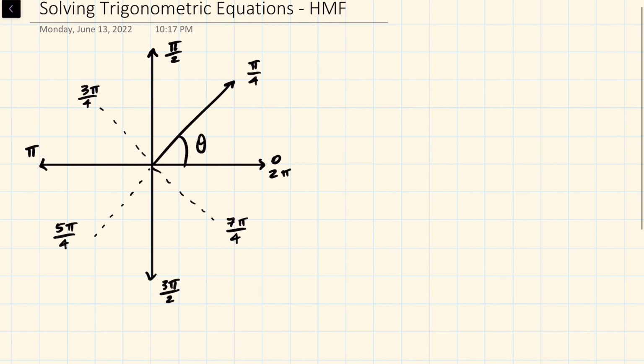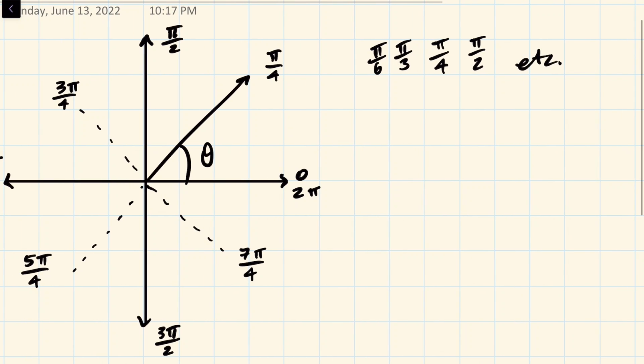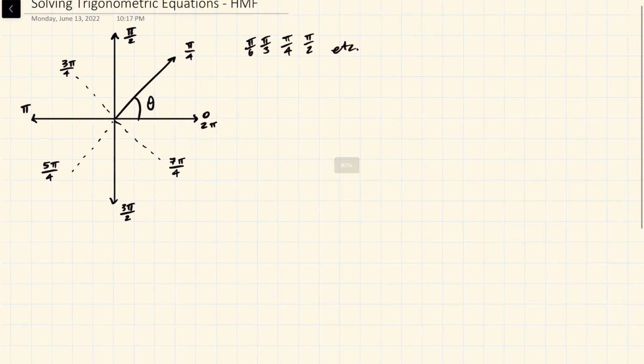So most of your special angles are in here. There is pi over 6, which is a special angle too, which means you'll be able to find the sine, cosine, tangent of that angle pretty easily. So pi over 3 is a special angle too, pi over 4 is a special angle, pi over 2, etc. Okay, and all the variations of the over 4s here, over 2s are also special angles.